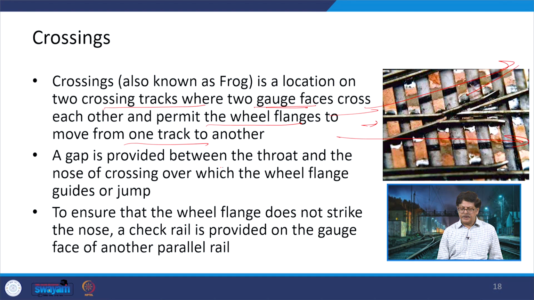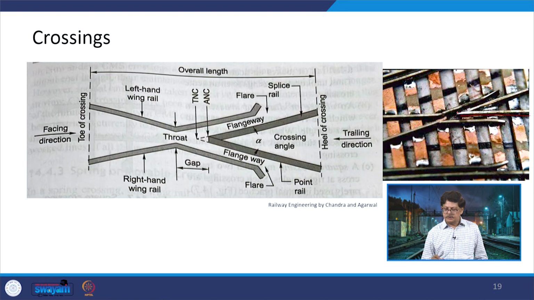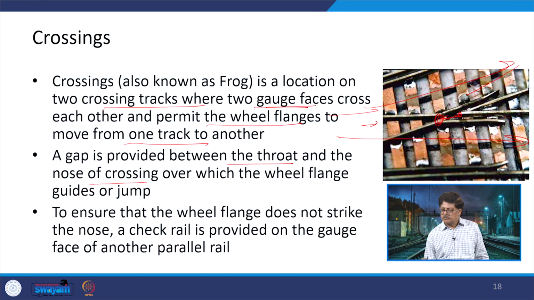A gap is provided between the throat and the nose of the crossing. So, there is a throat here, there is a nose of the crossing, and this is a gap over which the wheel flange guides or jumps. If it is coming from this side, there is a gap here and finally it will be moving on this rail. So, there is a sort of jumping at this location.